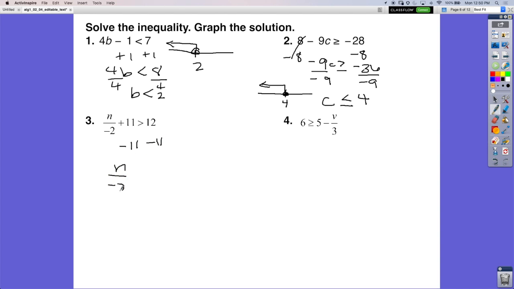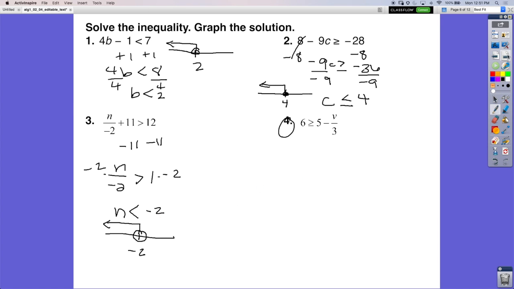N over negative 2 is greater than 1. Now we're going to multiply both sides by negative 2. Again, I am multiplying by a negative, so that means that I have to flip the sign. Don't forget to do that. Negative 2. Go ahead and pause the video, and I want you to do number 4 on your own, and you can check your answer in the back of the book. Finish number 3. This is going to be negative 2, open circle, and I want all the numbers to the left.